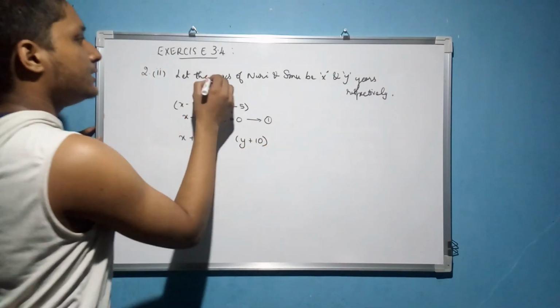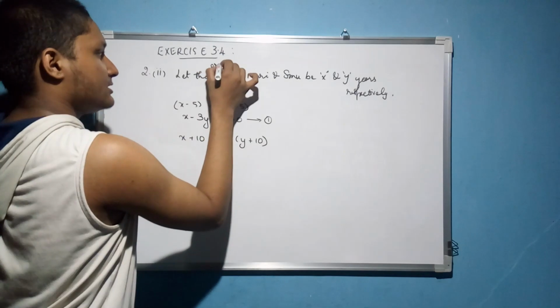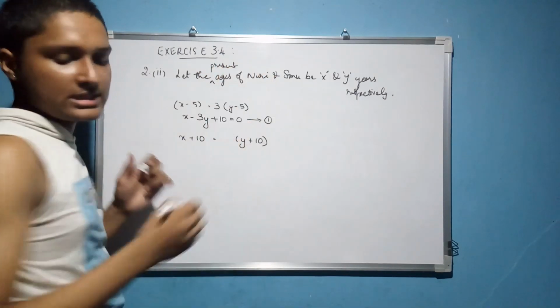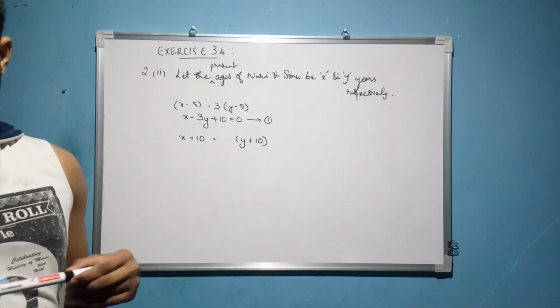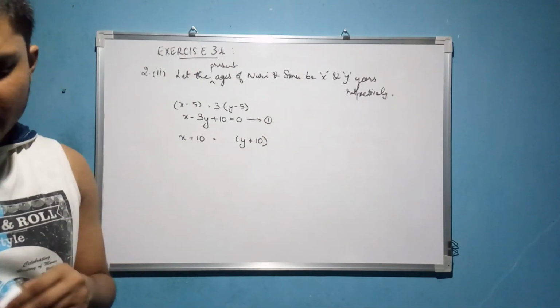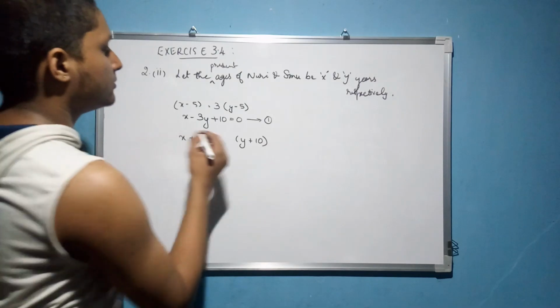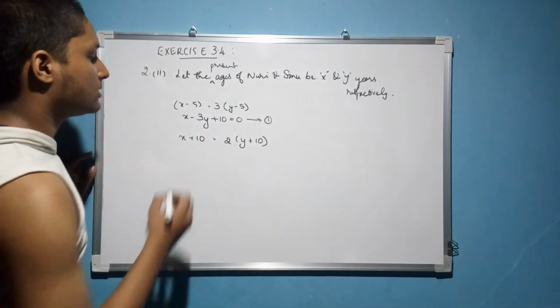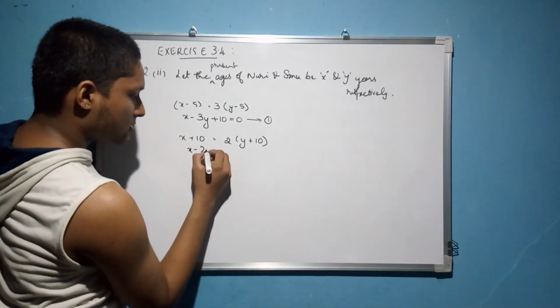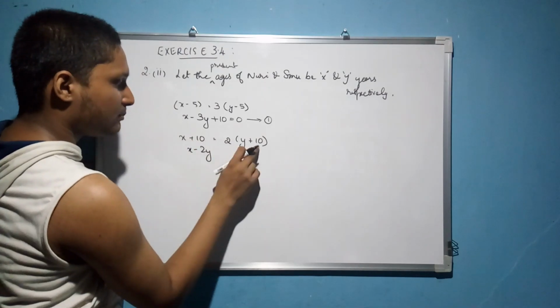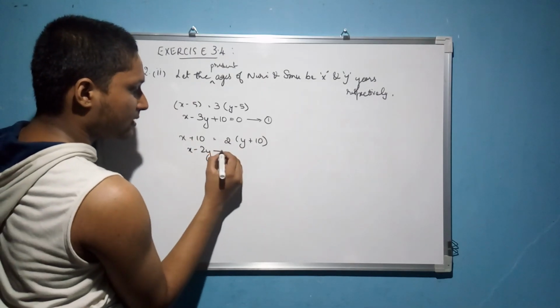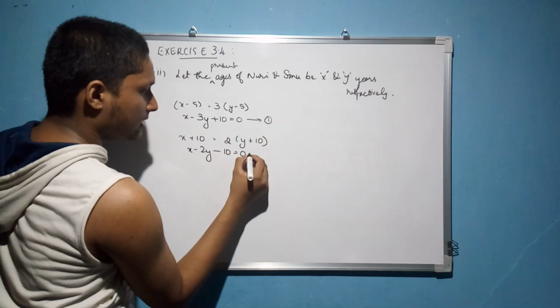Okay. Here you need to mention that it is a present age. Since it is a present age, 10 years later it's going to be plus 10. In the question it is given that Noori will be twice as old as Sonu. This becomes x minus 2y. You have plus 10 and plus 20. So this comes to be minus 10 is equal to 0.